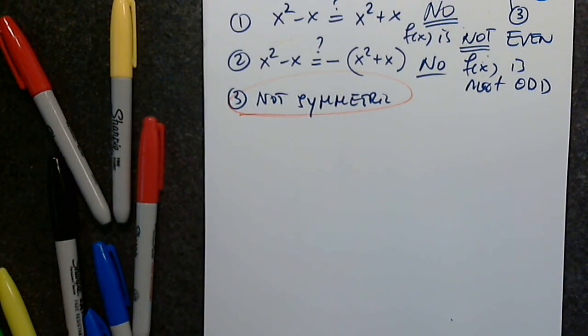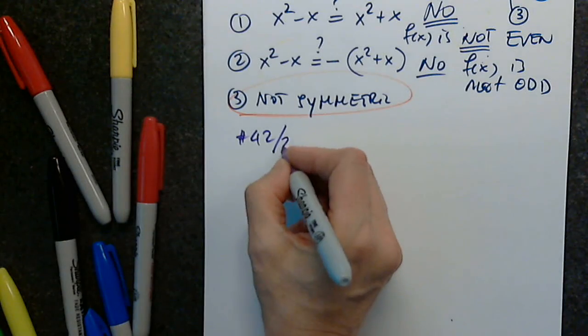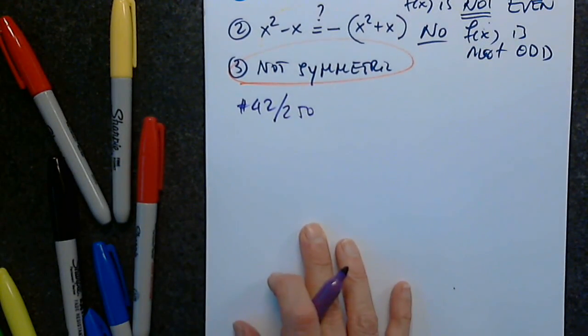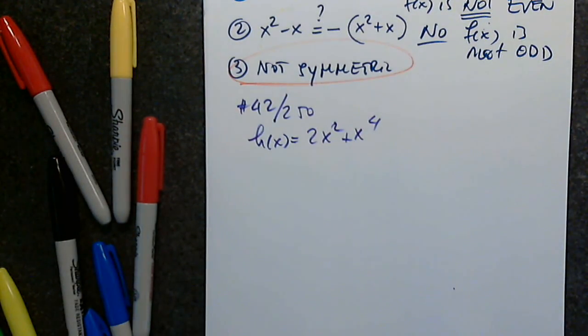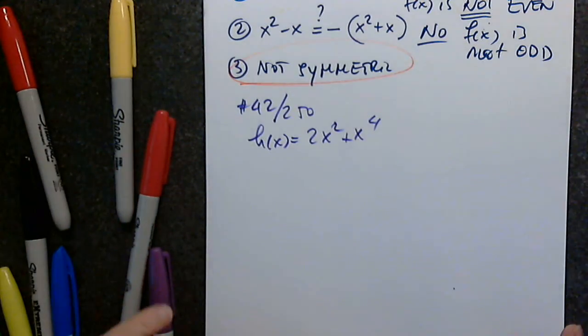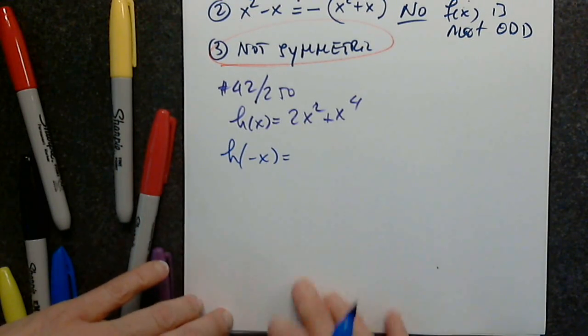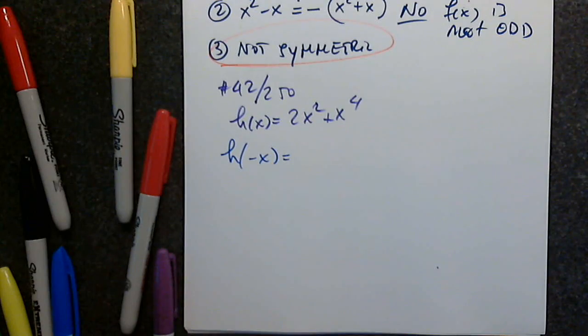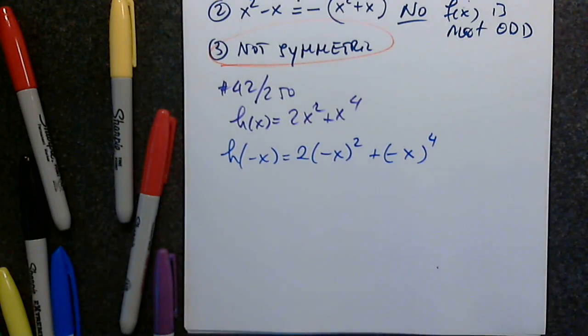Very good. Do we need another example? Let's look at one more. Let's say 42 on page 250. We have h of x equals 2x squared plus x to the 4th. The same question: we're asked to show whether this function is symmetric or not. What do I have to determine? H of negative x. Very good. I see the pattern is 2 times the variable squared plus the variable to the 4th. I replace x everywhere by negative x and see what I get.